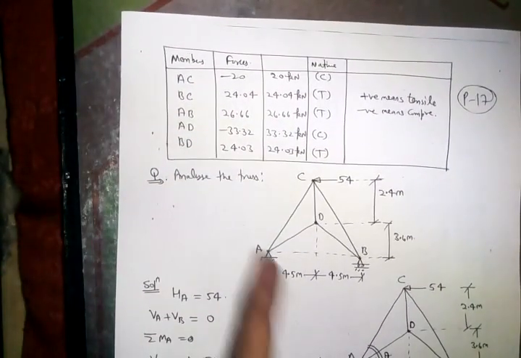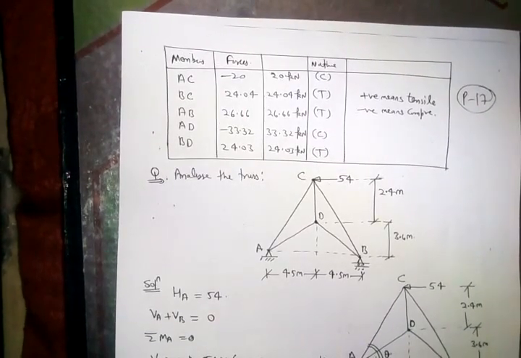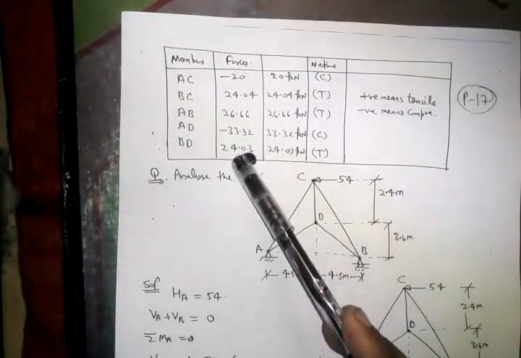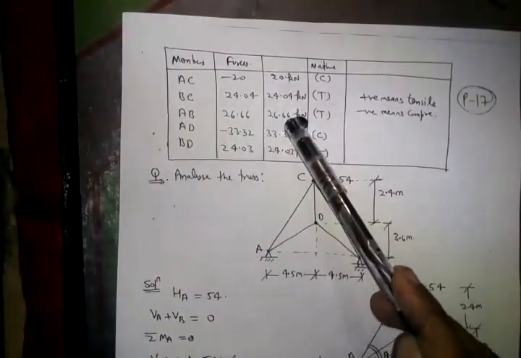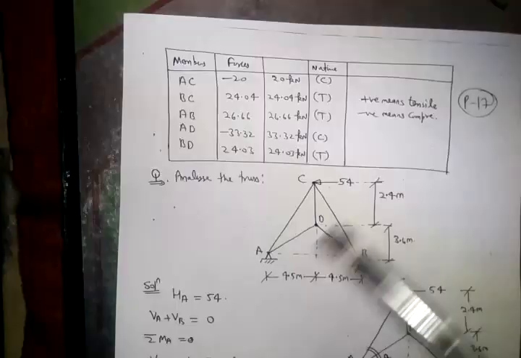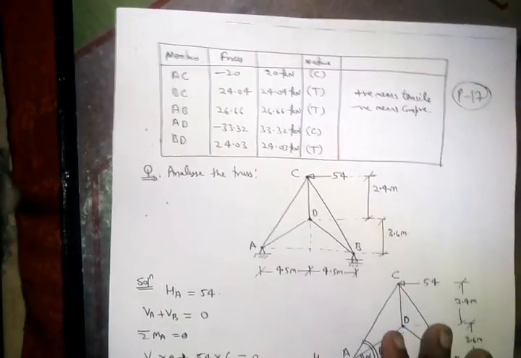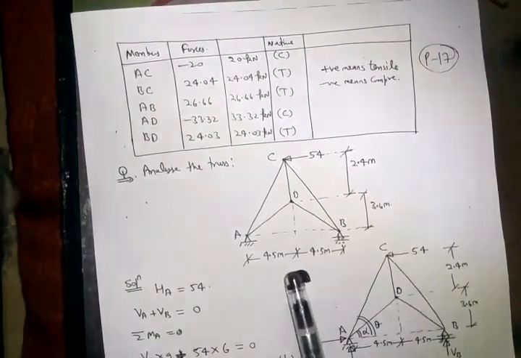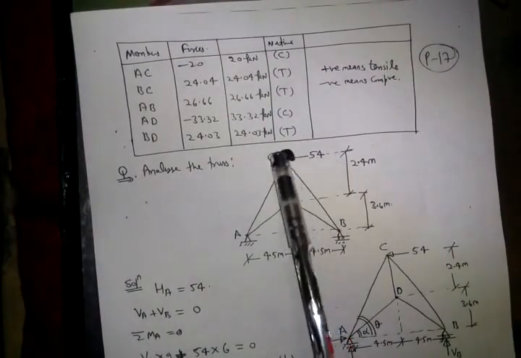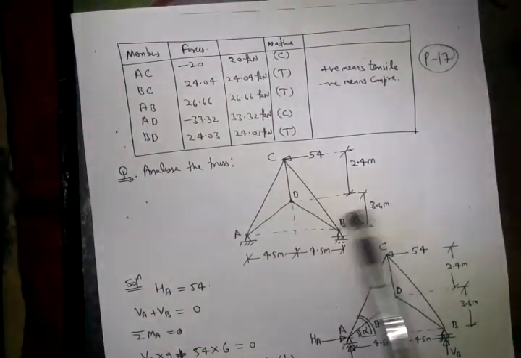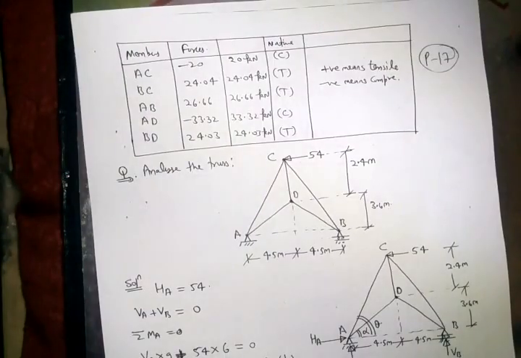Page 16. This is page 17. This is the way of representing force, right? You will write member, you will write forces. Now you will write again force without sign and with their nature. Plus means tensile, negative means compressive. This question was again asked. Let us see. This is 54 force horizontal. This calculate member forces. So we can solve as in earlier case.